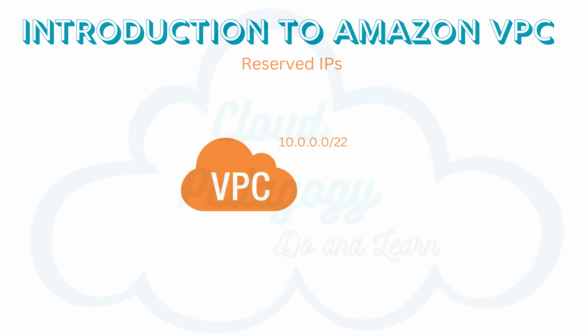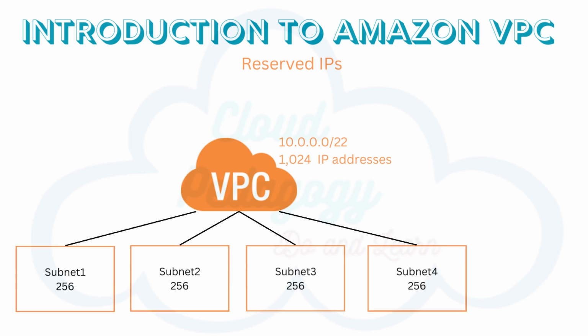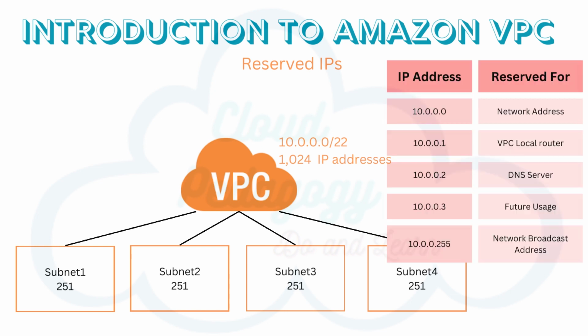For example, consider a VPC with the IP range 10.0.0.0/22. The VPC includes 1024 total IP addresses. This is divided into 4 equal sized subnets, each with a /24 IP range with 256 IP addresses. Out of each of those IP ranges, there are only 251 IP addresses that can be used because AWS reserves 5. Since AWS reserves these 5 IP addresses, it can impact how you design your network.